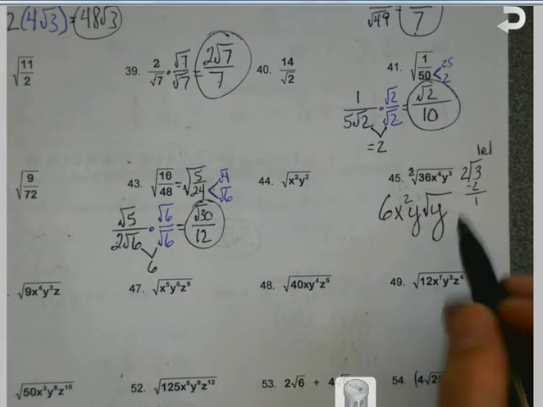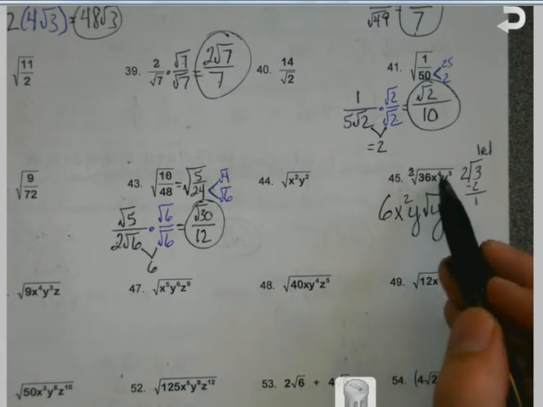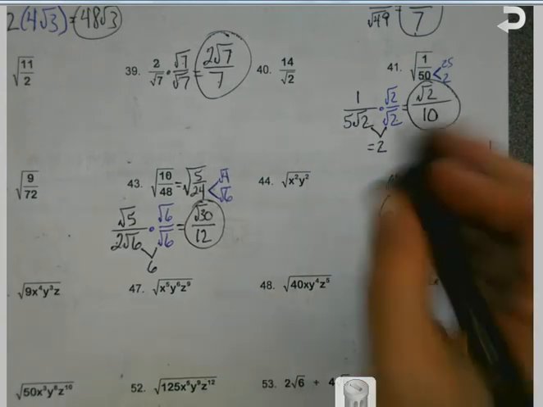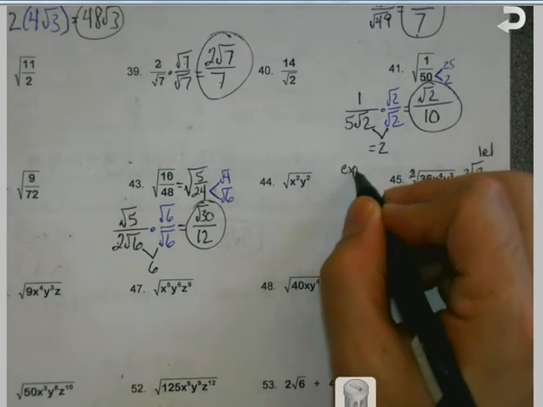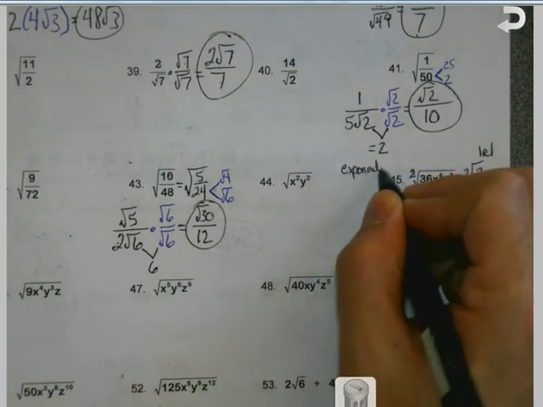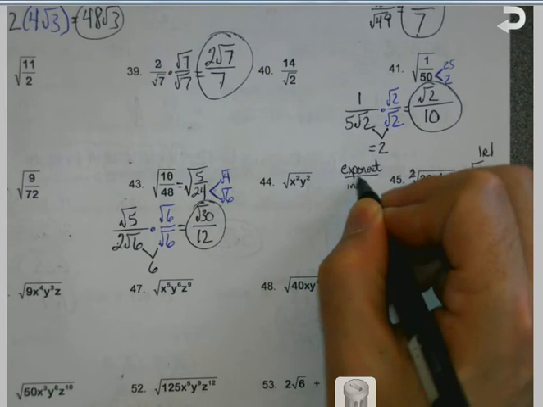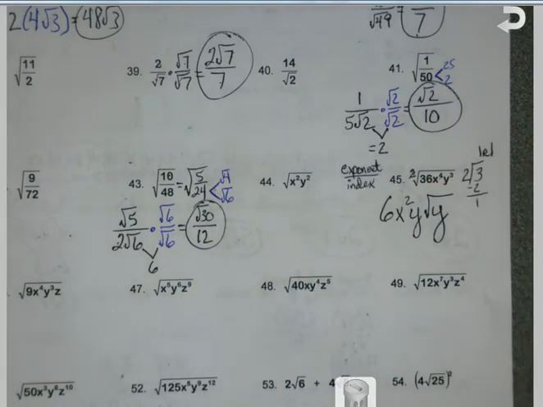Long division. However many times it goes in, you're indexed into this, because it's always exponent divided by index. If it goes in evenly, everything gets out. It's awesome. If it doesn't go in evenly, whatever the remainder would be is going to stay on the inside.